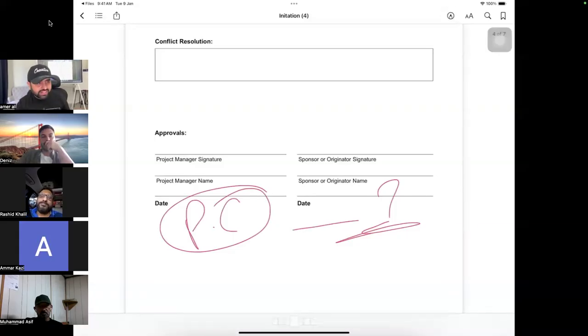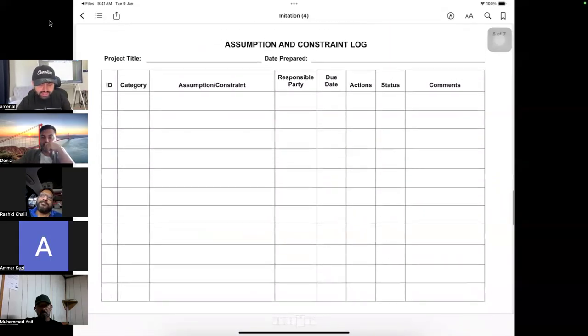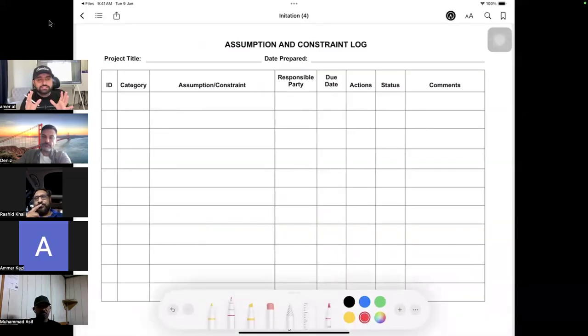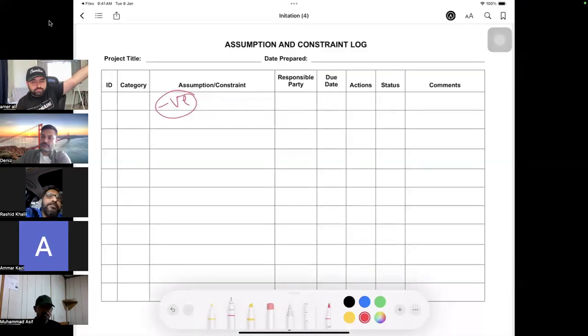Then next, the document in initiation is the assumption and constraint log. Assumption is anything we assume that may or may not happen, just like risk. But an assumption is always considered negative. Okay, if this happens, it can damage the project.